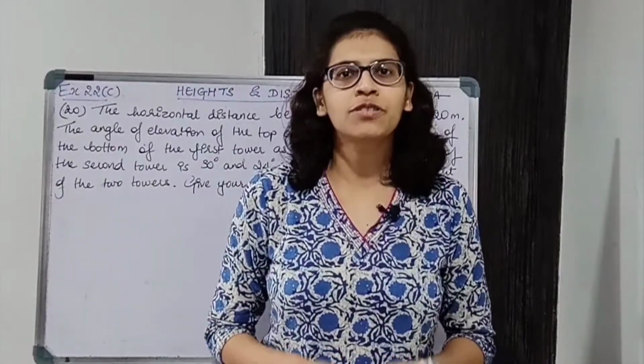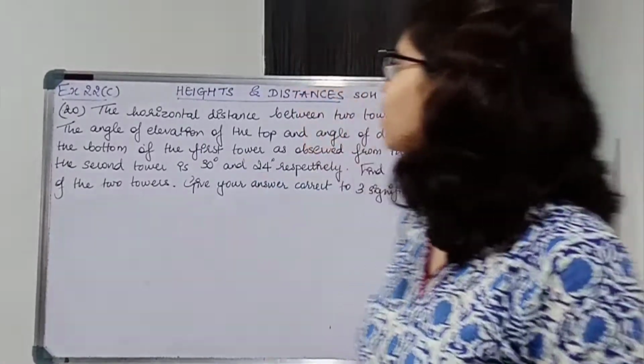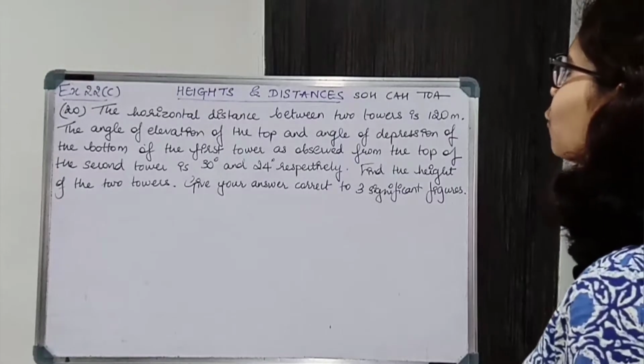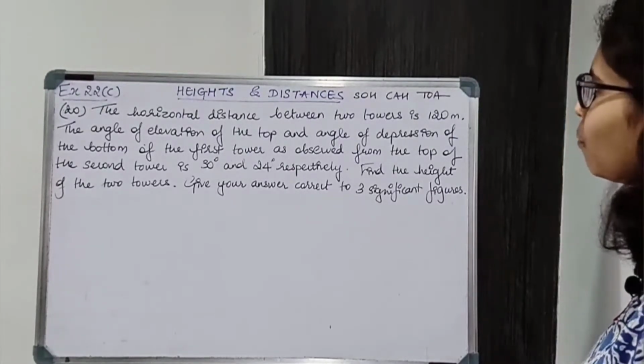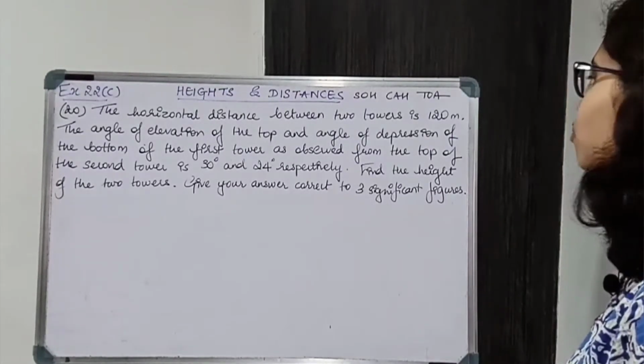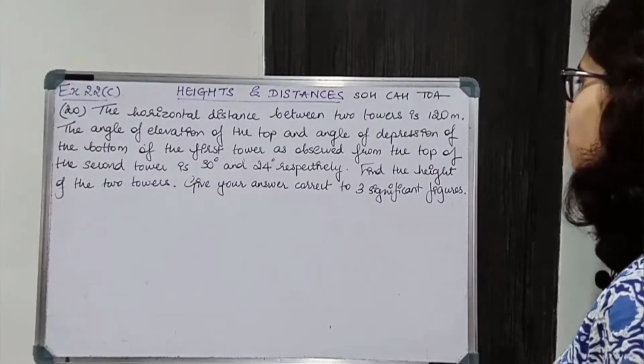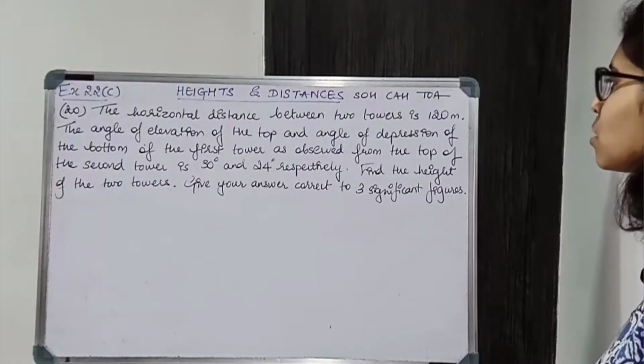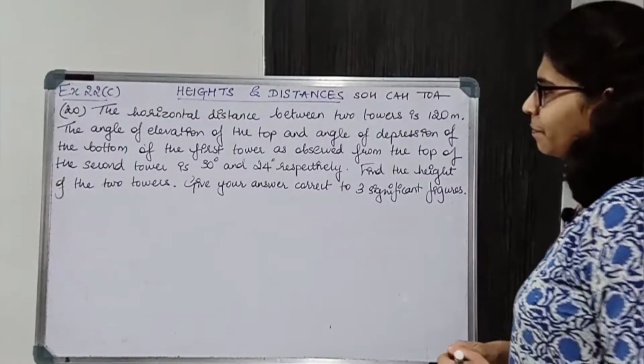Coming to the next question, question number 20. The horizontal distance between two towers is 120 meters. The angle of elevation of the top and angle of depression of the bottom of the first tower as observed from the top of the second tower is 30 degrees and 24 degrees respectively. Find the heights of the two towers. Give your answer correct to 3 significant figures.